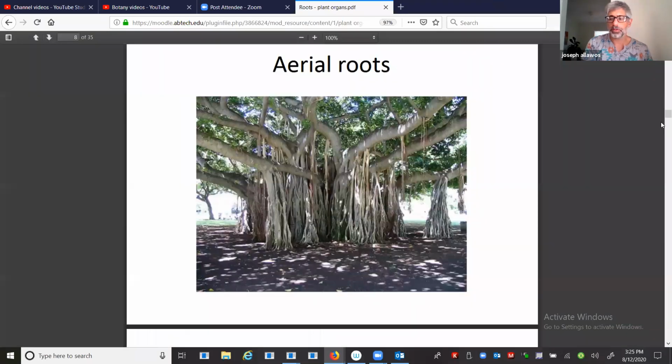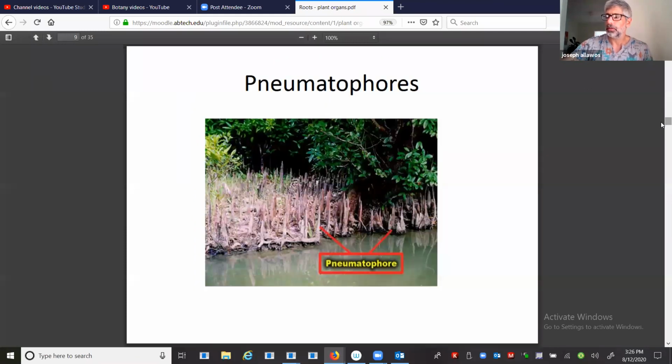And then nematophores is the last one that we'll look at. Sorry, I'm just checking the time. Okay, we're good.